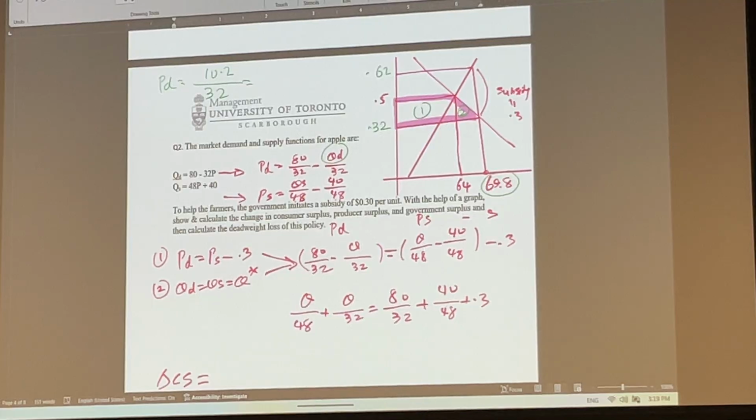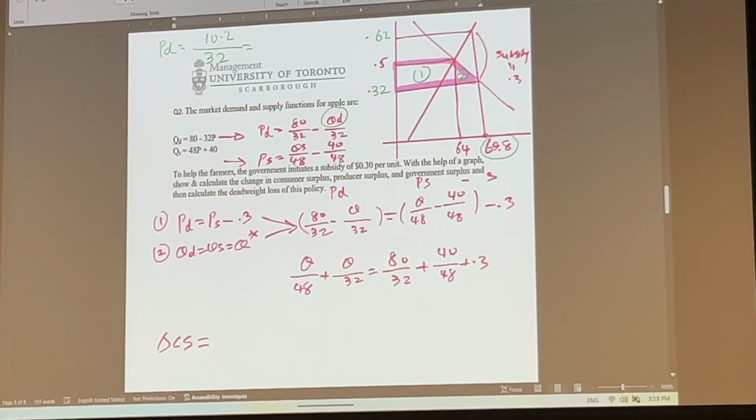So now I have all the numbers. One is 18 cents multiplied by 64. That's 1. Plus 2 is 18 cents multiplied by 5.8 divided by 2. That's 2. Right? Make sense? That's 1, 2. Okay. That's the consumer.